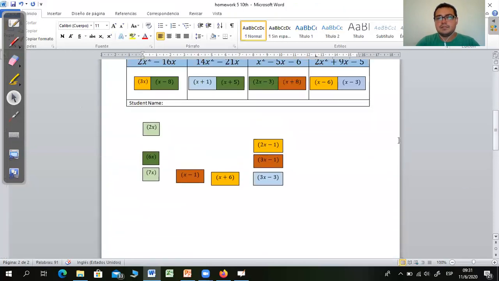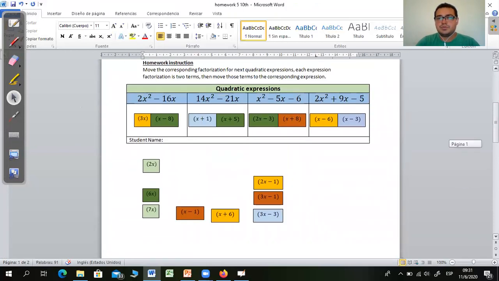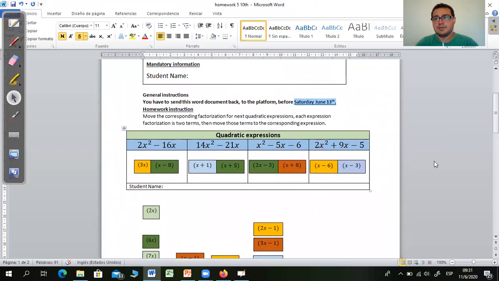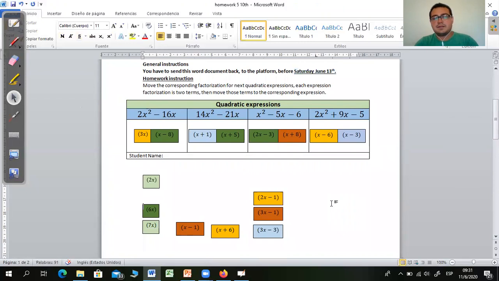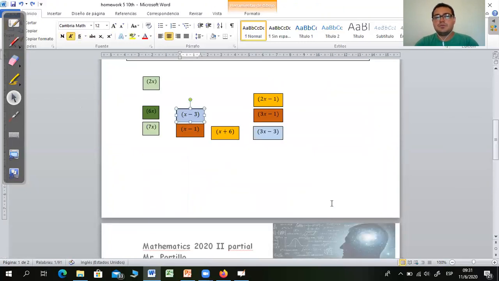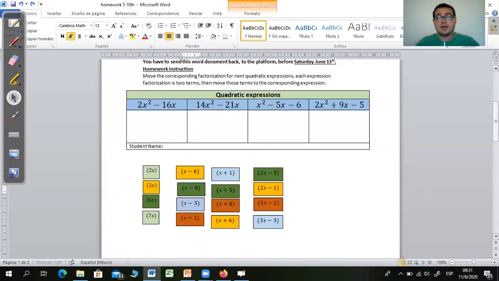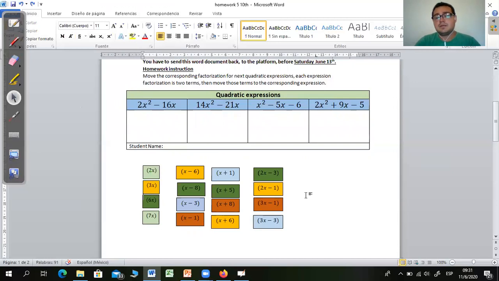That's gonna be the homework, guys. I hope that you send that on time. It is due Saturday, June 13th. Send it on time. That way we're gonna check the homework on Sunday, and you're gonna have your scores. Remember that you're almost closer to the 100 points. So please don't stop sending the homework.